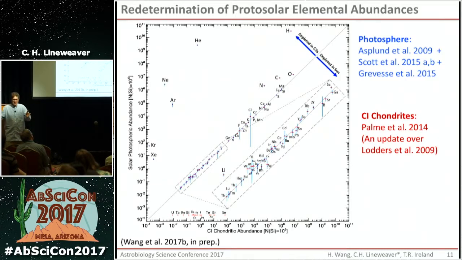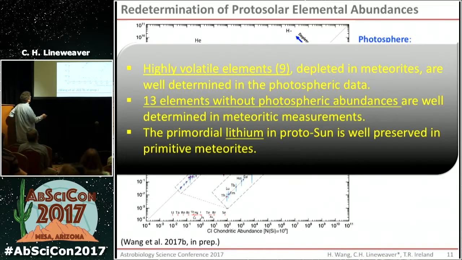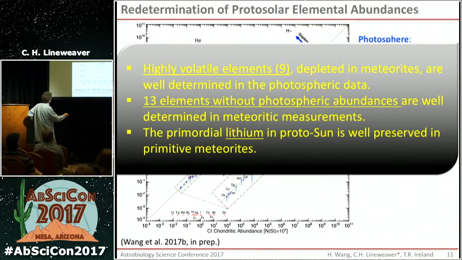Because CI chondrites have a lot of refractories. They're the most volatile-rich, sometimes called the primitive meteorites, that we use as a proxy for the sun, but in terms of these elements, it's a really bad proxy. So let's continue. There are 9 highly volatile elements, and they're depleted in the CIs and are well determined in the photosphere. 13 elements without photospheric abundances are well determined in the meteoritic abundances. Primordial lithium is burned in the sun.